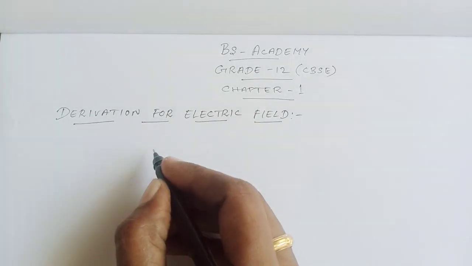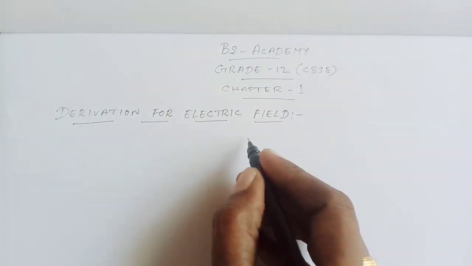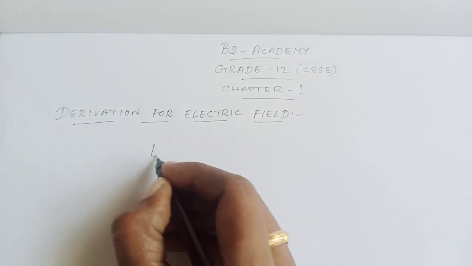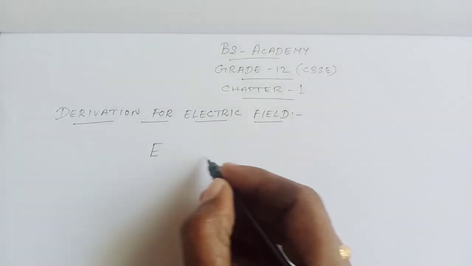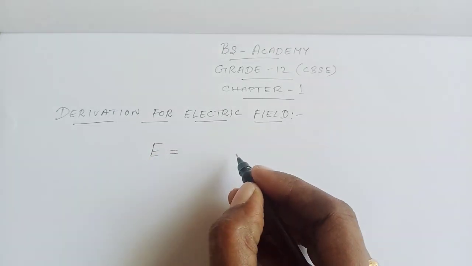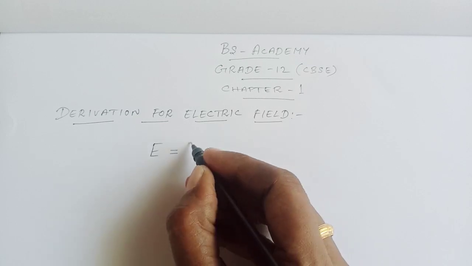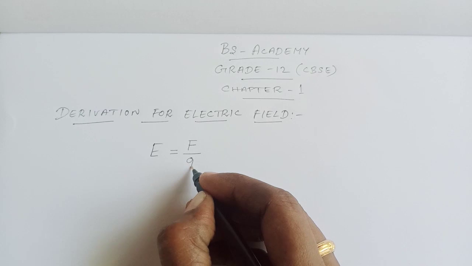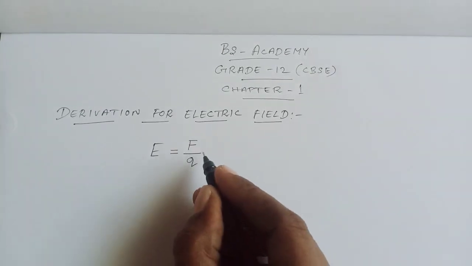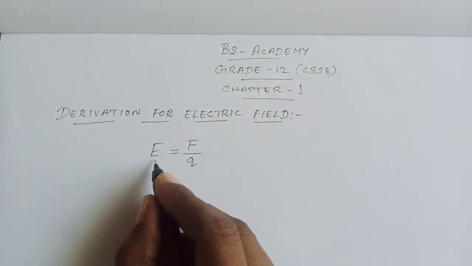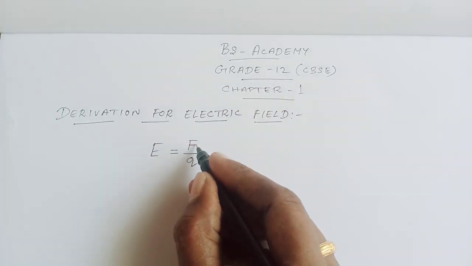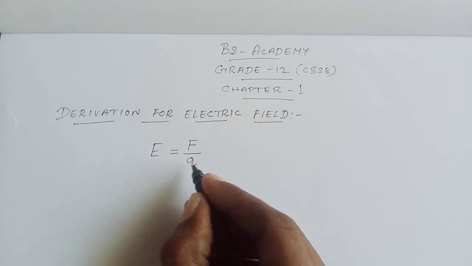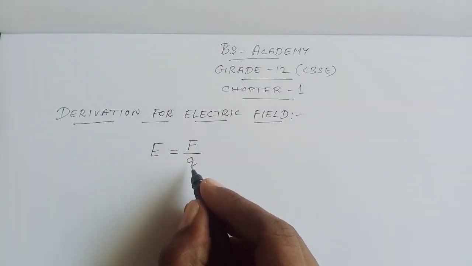So we have already found the equation from the definition of the electric field. Let us recall that equation. E, that is electric field. Electric field is defined as what, students? Electric field is defined as the amount of force experienced by the unit positive charge. So E is equal to F by q. This is the basic equation for the electric field.